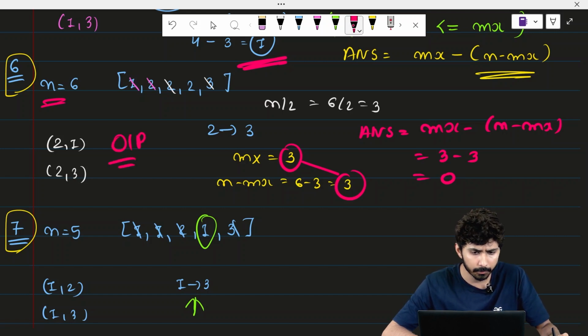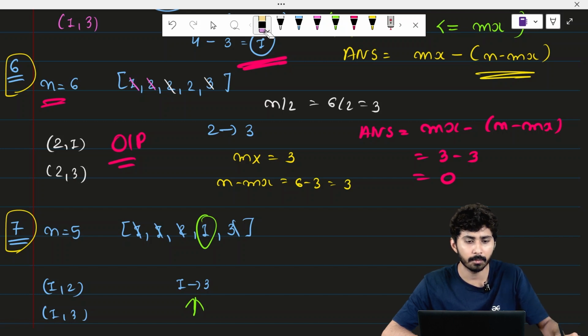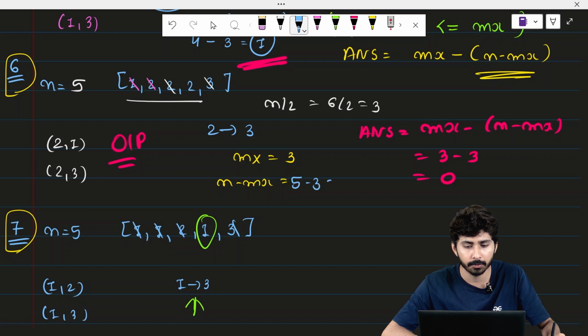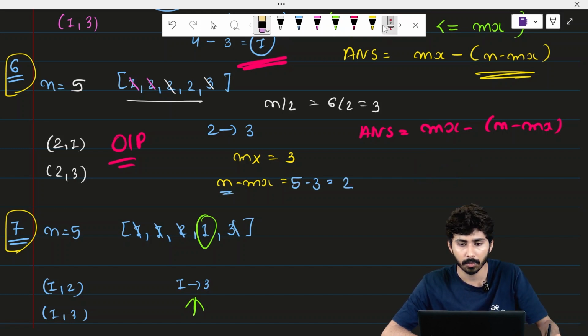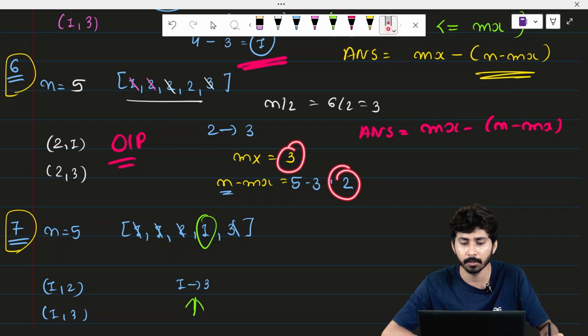Okay, so we made a minor mistake. N minus mx, okay, just a minute. So n minus mx, what did we do here? 6 minus mx. Mx is equal to 3, and here basically I made a mistake by giving this size. Here there are only 5 elements, so n is 5 over here. So here it will be 5 minus 3 because n is 5. So you'll get 2. So here you got the remaining elements as 2 and the dominating frequency 3.